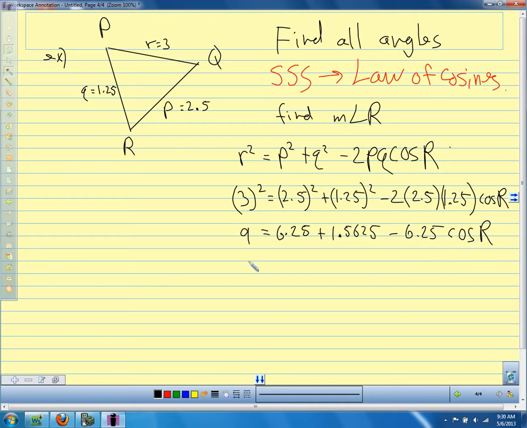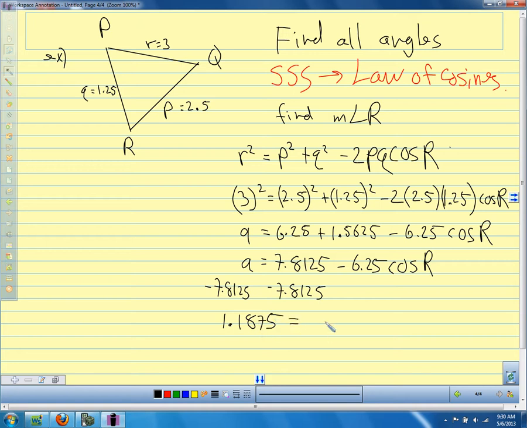So I'm going to add these two together. 9 equals, these two added together is 7.8125 minus 6.25 cosine R. I'm solving for cosine R. I'm trying to get this part with angle R by itself. So I'll subtract 7.8125 from both sides. And when I subtract 7.8125 from 9, I get 1.1875, and that equals negative 6.25 times the cosine of angle R.